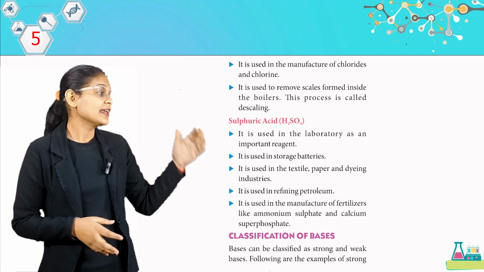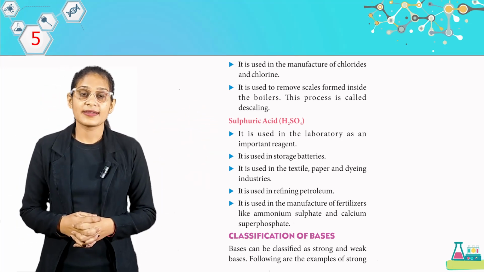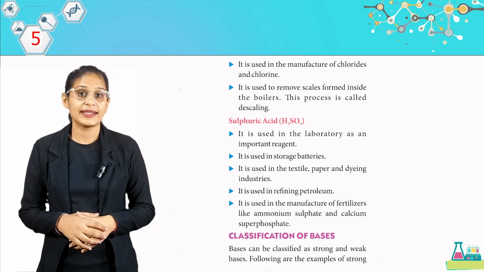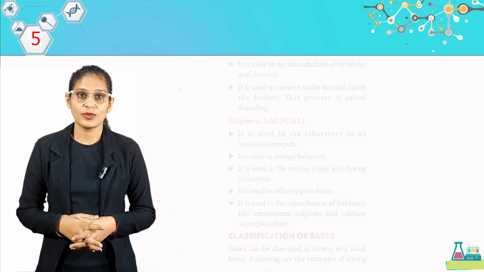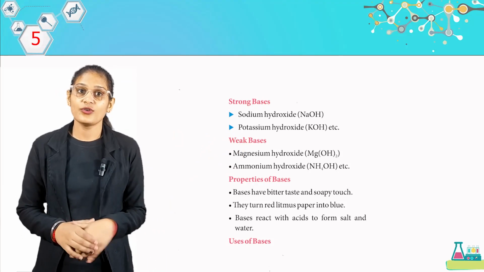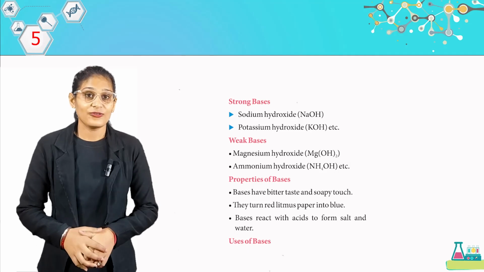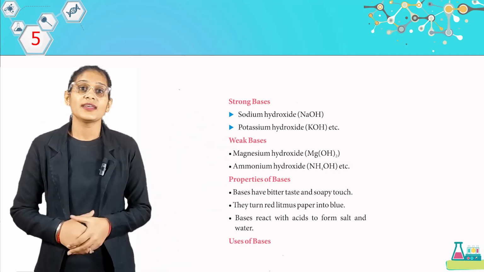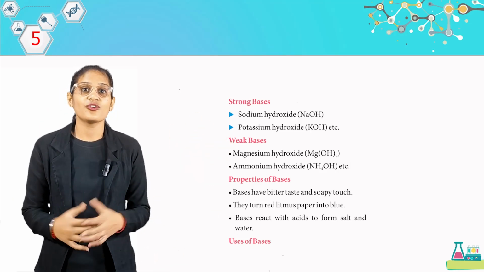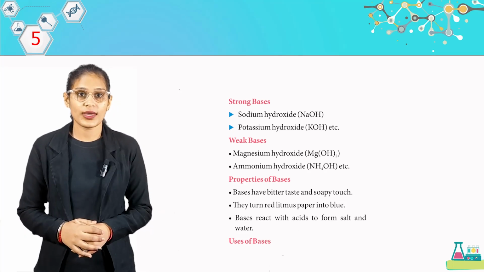Now we have classification of bases. Bases can be classified as strong and weak bases. Following are the examples of strong and weak bases. Here we have strong bases: sodium hydroxide, NaOH, potassium hydroxide, KOH, etc. Now we have weak bases: magnesium hydroxide, Mg(OH)2, ammonium hydroxide, NH4OH, etc.